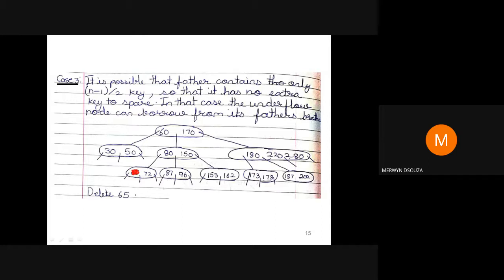Now when you are deleting 65, look at this node. This is the parent here. See whether you can apply case 1. This is the underflow node. Case 1 means you have to borrow from its brothers. So it is having 2 younger brothers.